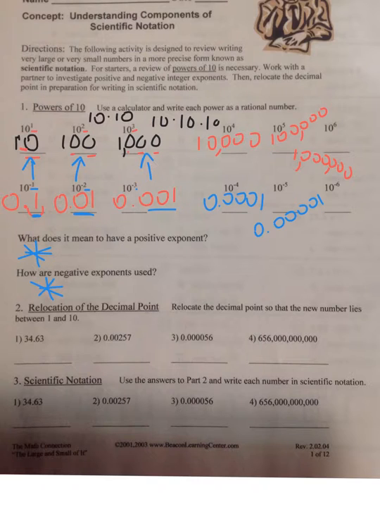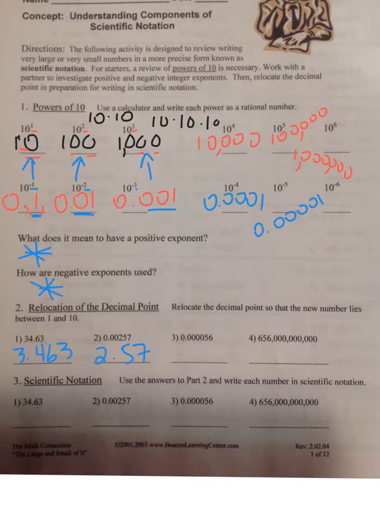Let's take a look at just moving the decimal point here. You want to move the decimal point so the new number is between 1 and 10. So here it would have to go to 3.463. And this one would just be 2.57. I'm going to have you do 3 and 4 on your own.